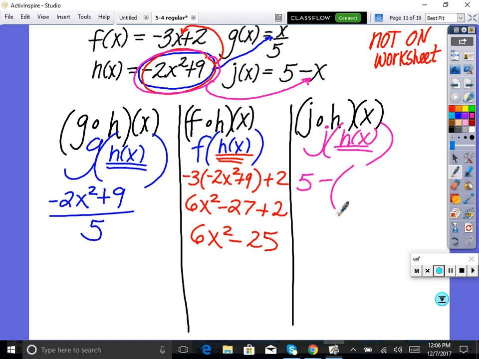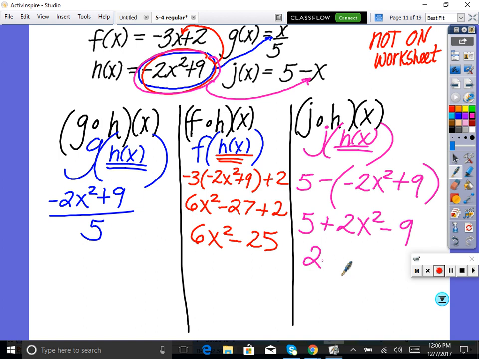So then right there, wouldn't that be 5 minus, instead of x, we would have negative 2x squared plus 9? So then we would distribute the negative: positive 2x squared minus 9, and then wasn't it 5 plus that? So 2x squared minus 4. Does everybody get the idea?